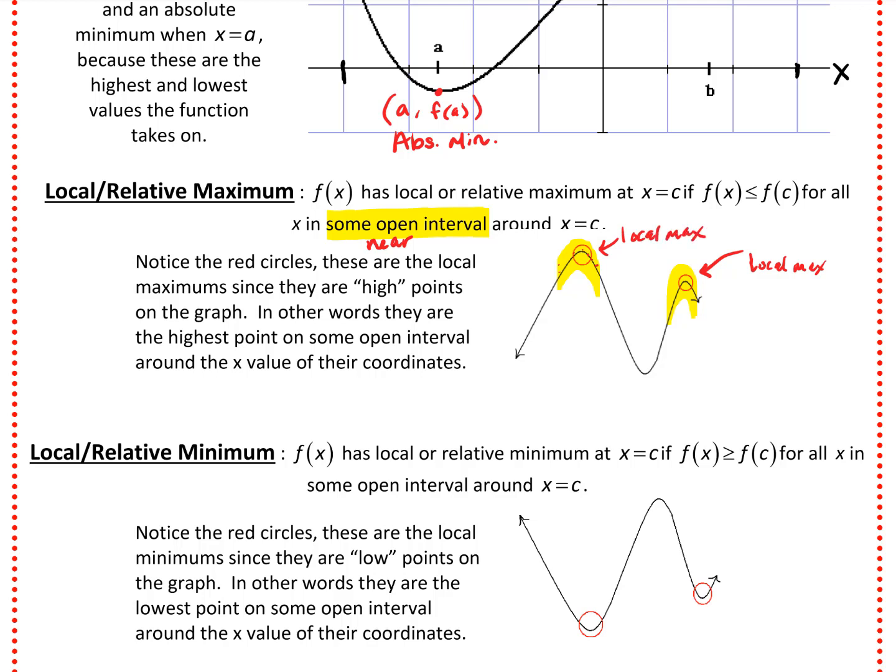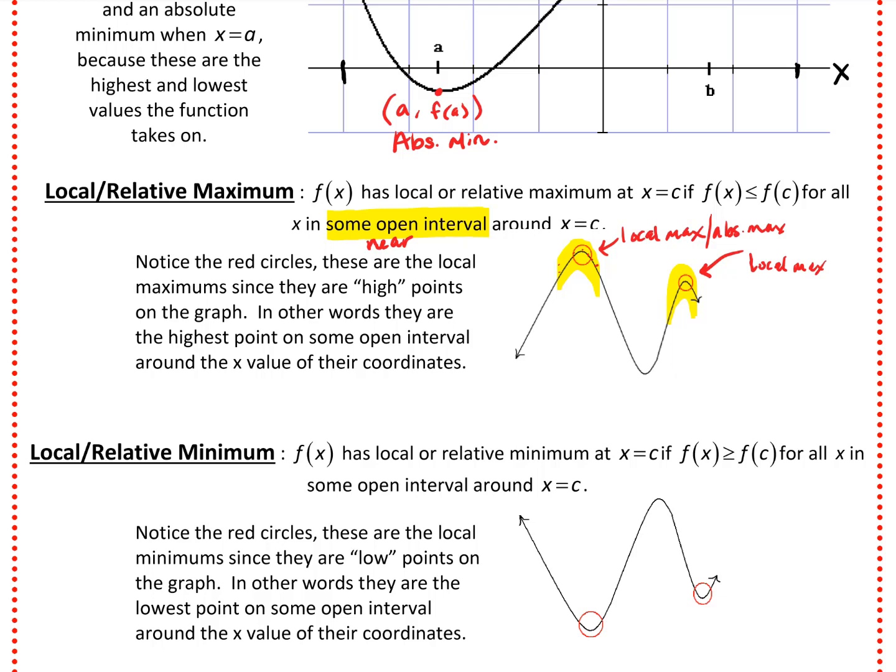Interestingly, this particular point right here is also the absolute max. We could say it's the absolute and local. It can be classified as a local max, but it is also the absolute max. On this little highlighted interval, that point is the highest point. So these red circles are called local maximums, since they are the high points on the graph. We have a couple of them, and we can have multiple local or relative maximums.